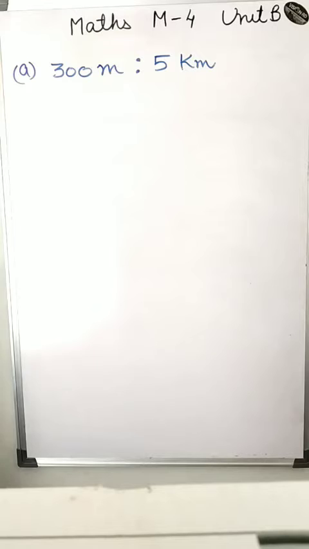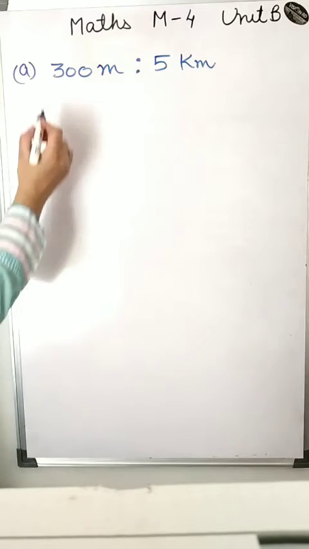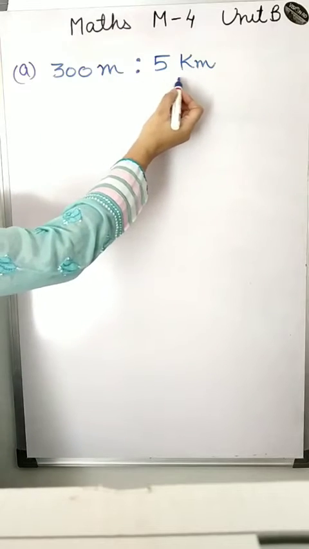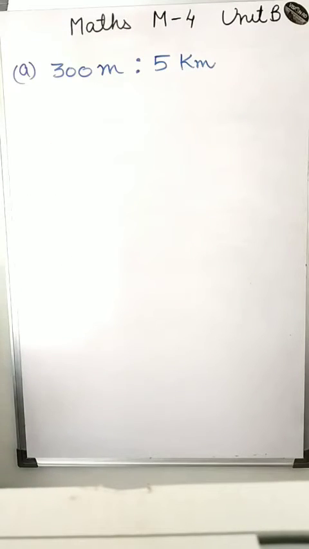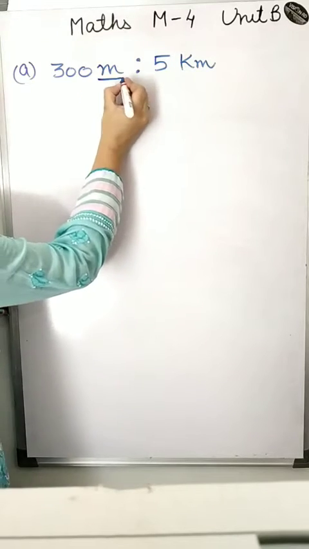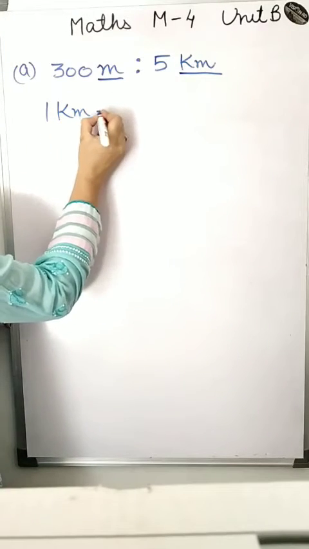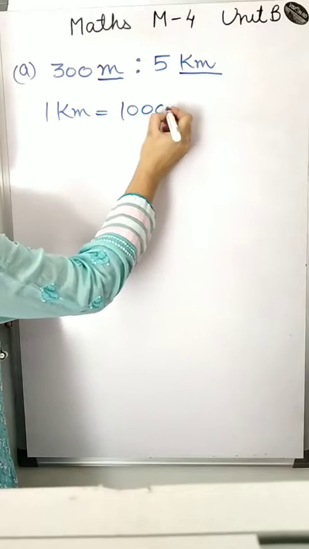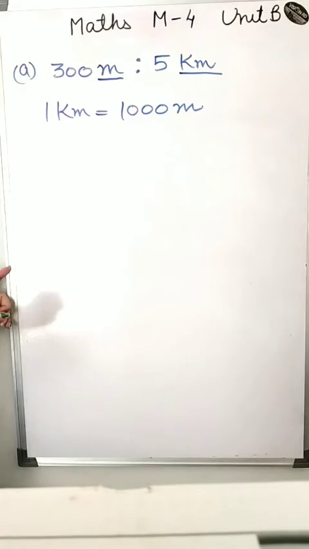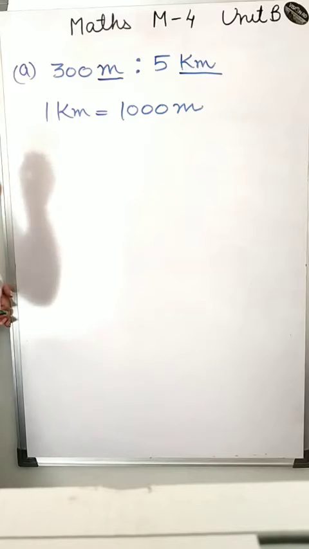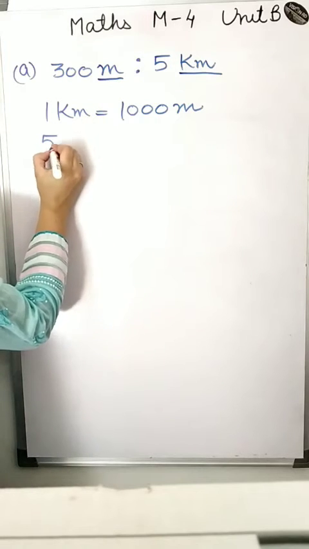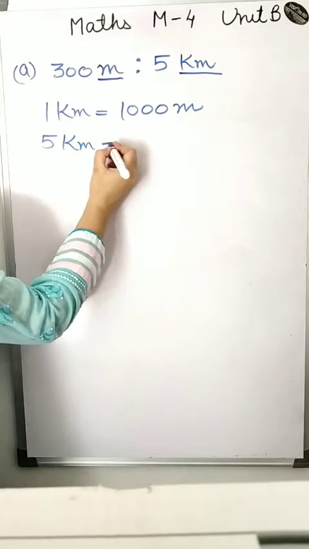Right? Now come to module number 4, unit B. The question is 300 meter ratio 5 kilometer. In this question you have to write the ratio in the simplest form. First, this unit is in meters and this one is in kilometers. As we know, 1 kilometer is equal to 1000 meters. Yes or no? Yes. So first we convert 5 kilometers into meters.